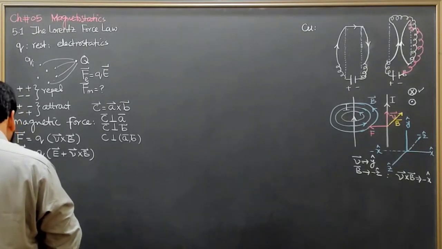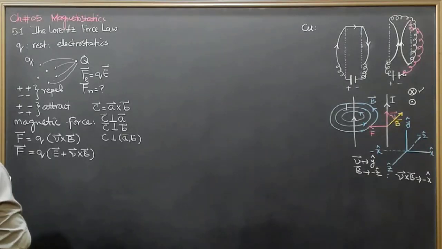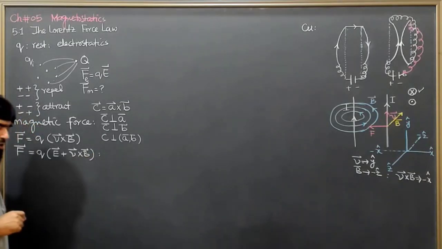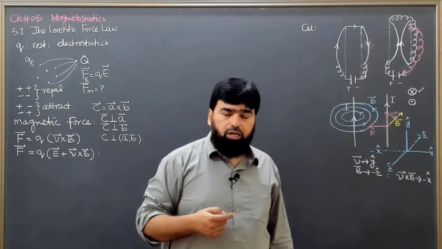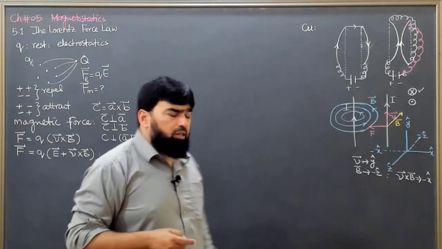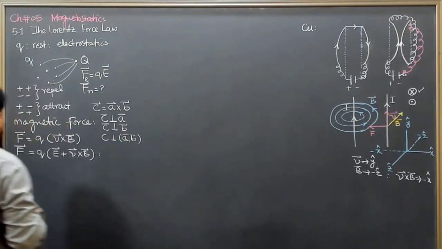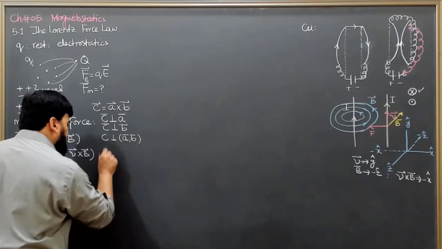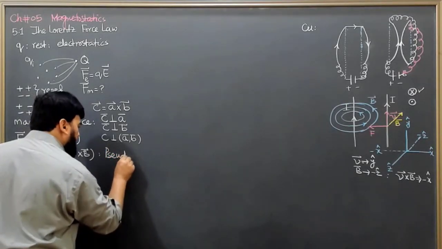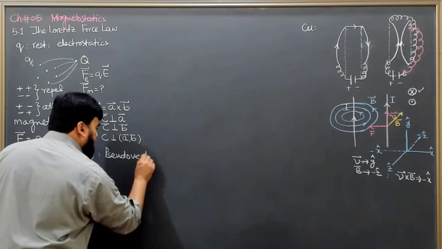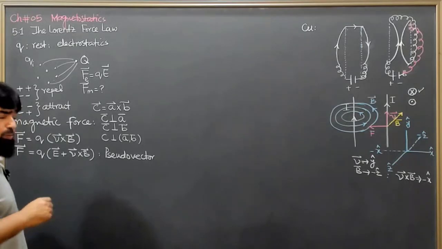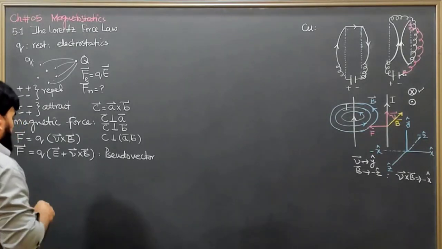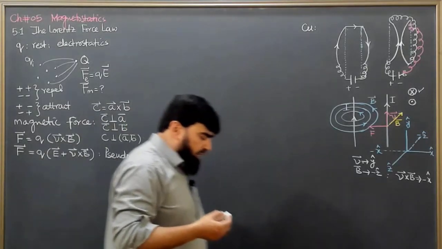One thing we will have to see here is the footnote of Griffiths. One footnote in the fourth edition is related to the historical background of Oliver Heaviside, and the other footnote is related to pseudovectors, that is, why the magnetic field is treated as a pseudovector. So keep in mind one thing.